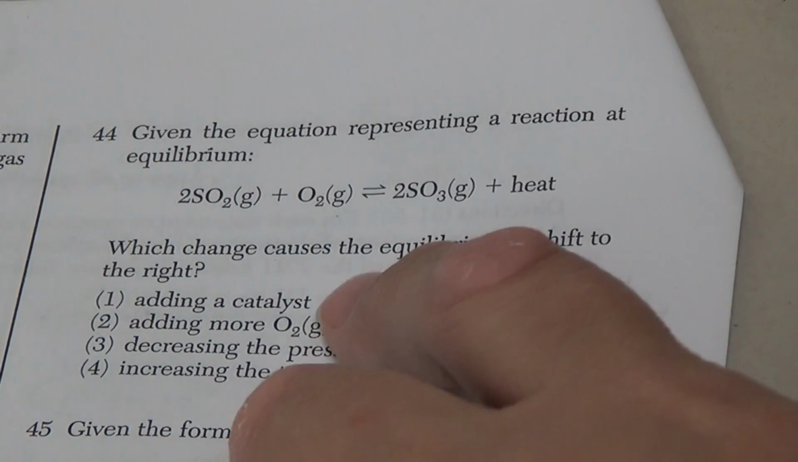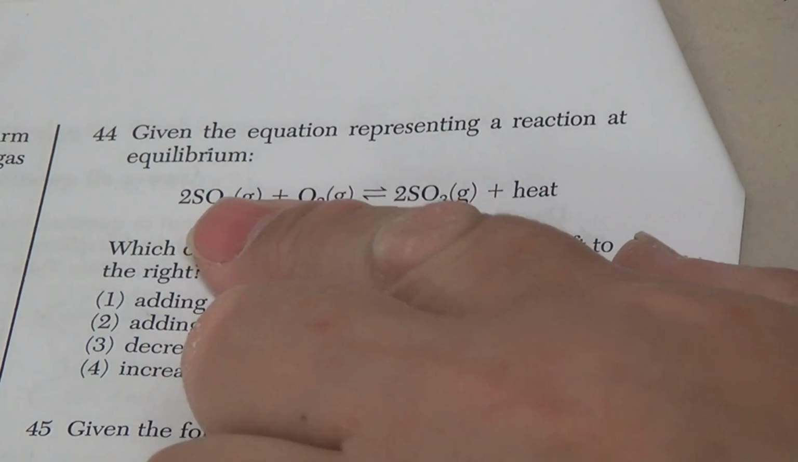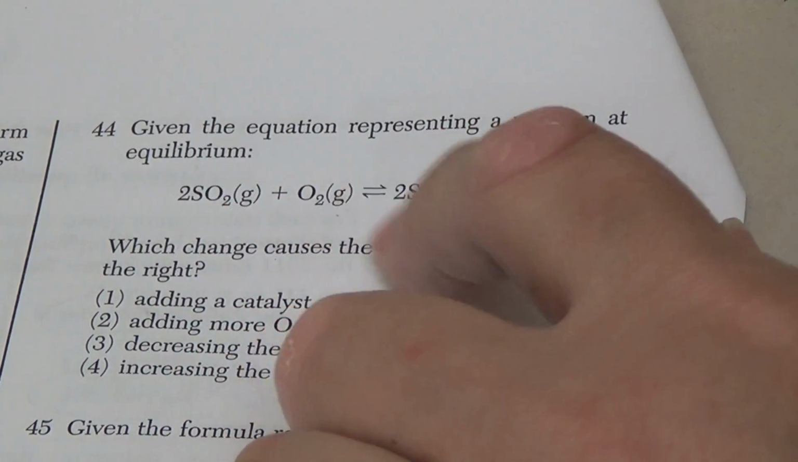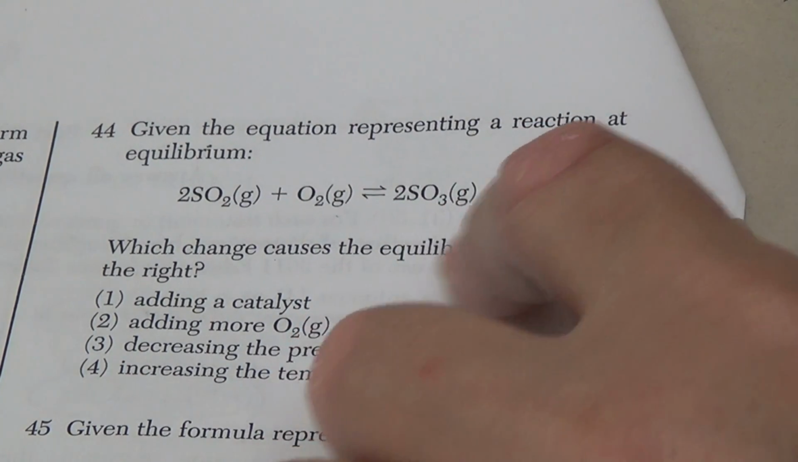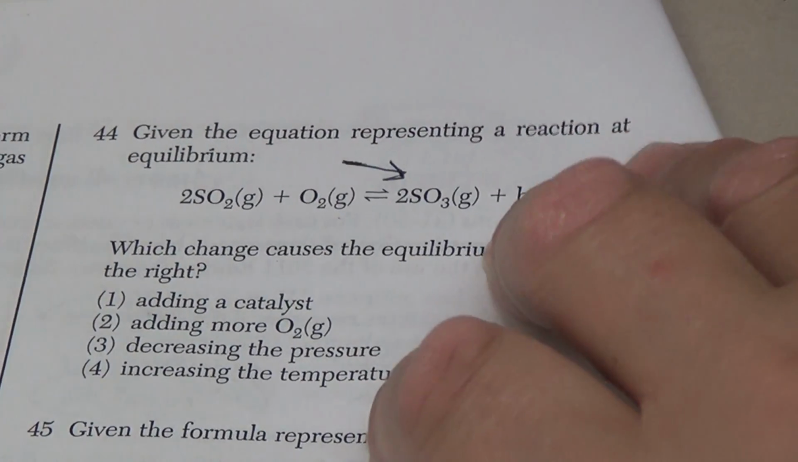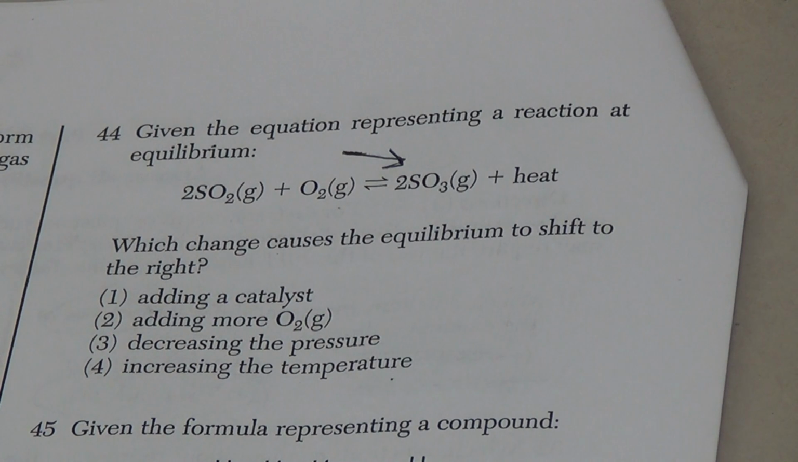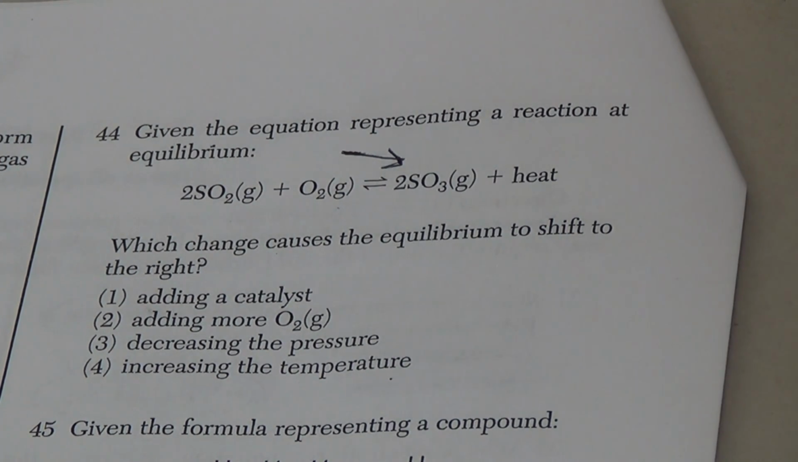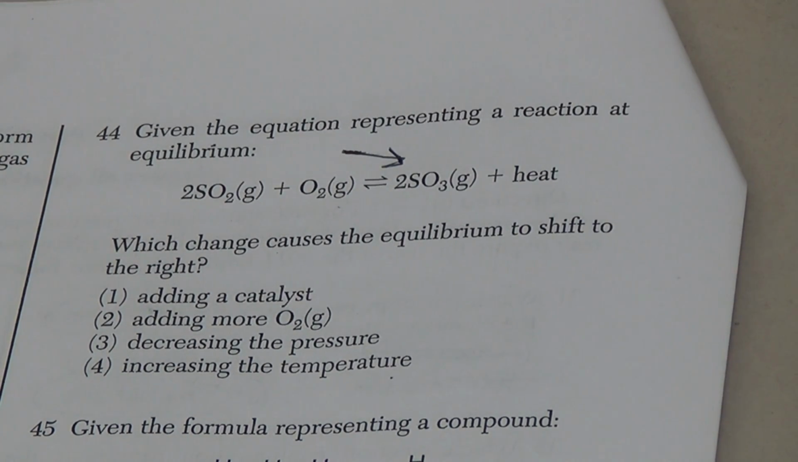Number 44. Given the equation representing a reaction, 2 sulfur dioxide plus oxygen forms an equilibrium with 2 sulfur trioxide gas plus heat, what change causes the equilibrium to shift to the right? This is a Le Chatelier's principle problem. The way it works is equilibrium shifts away from what you add. This will bring its concentration back down so that you can undo your stress. Equilibrium will shift towards whatever you remove. And this will make more of whatever you remove to bring its concentration back up again.